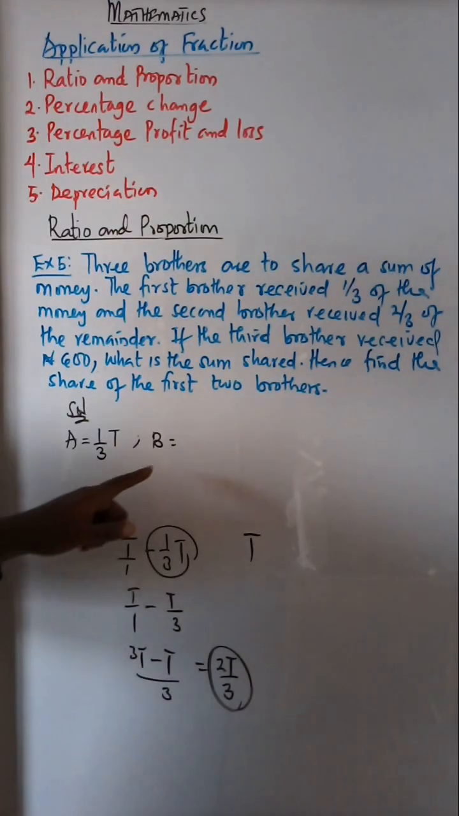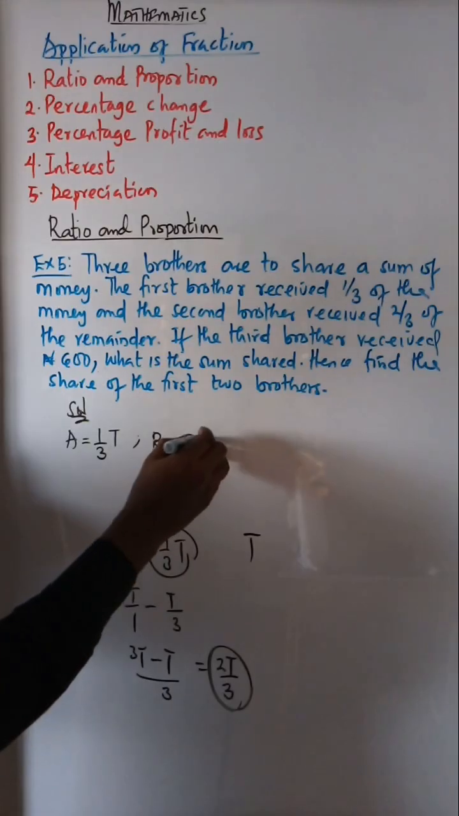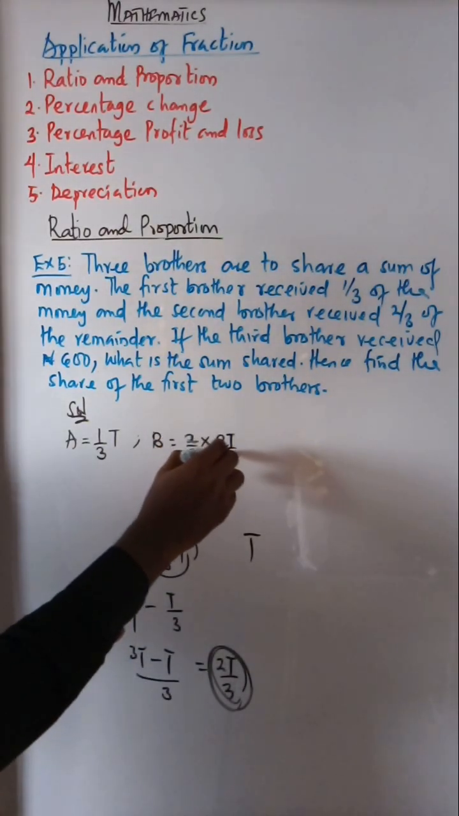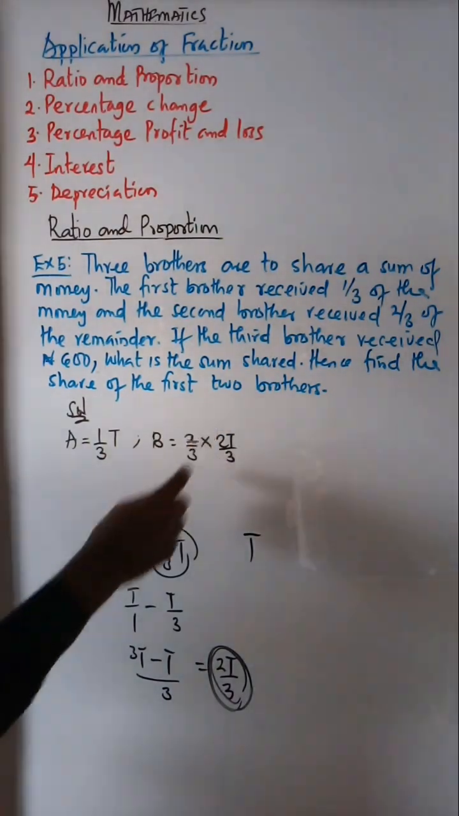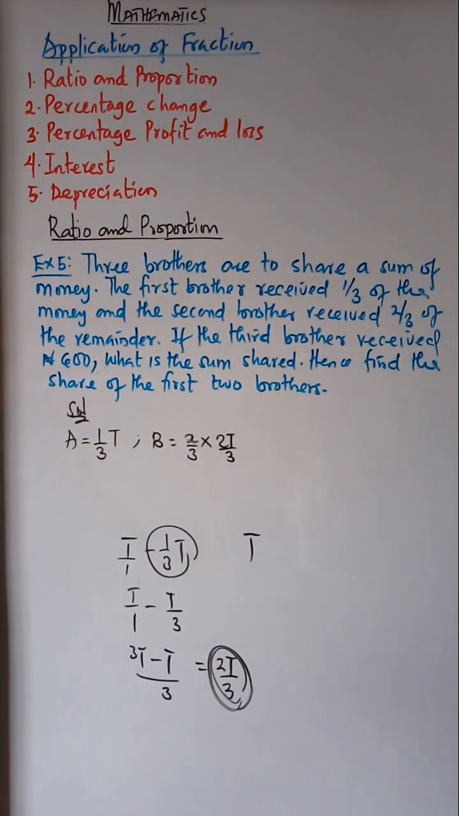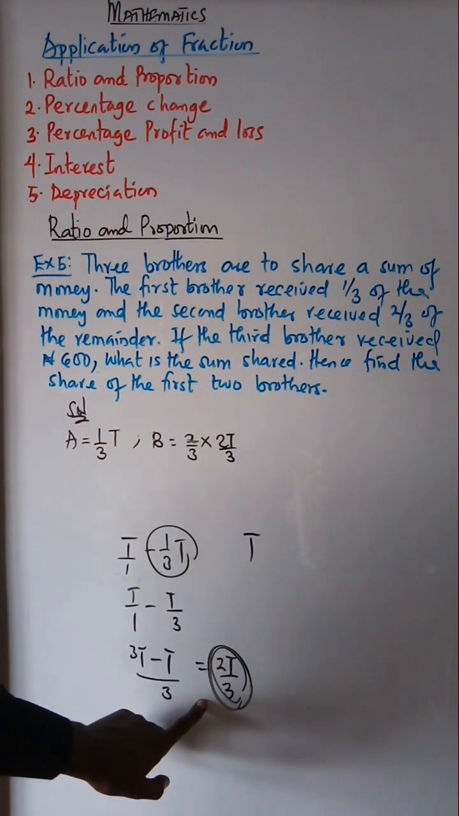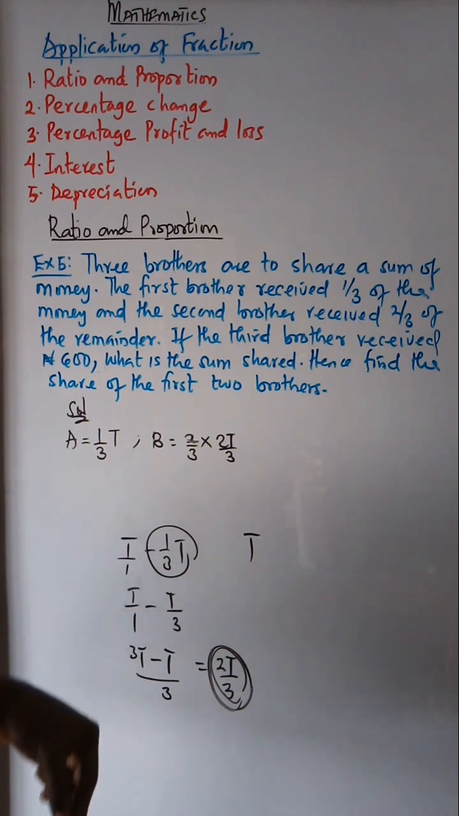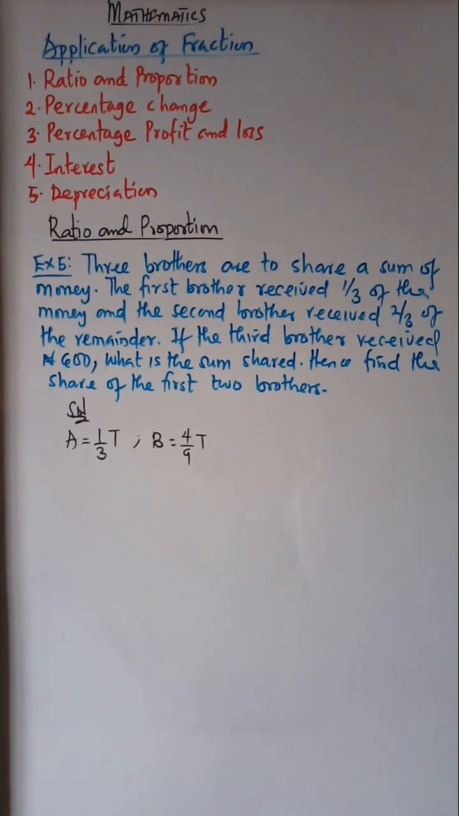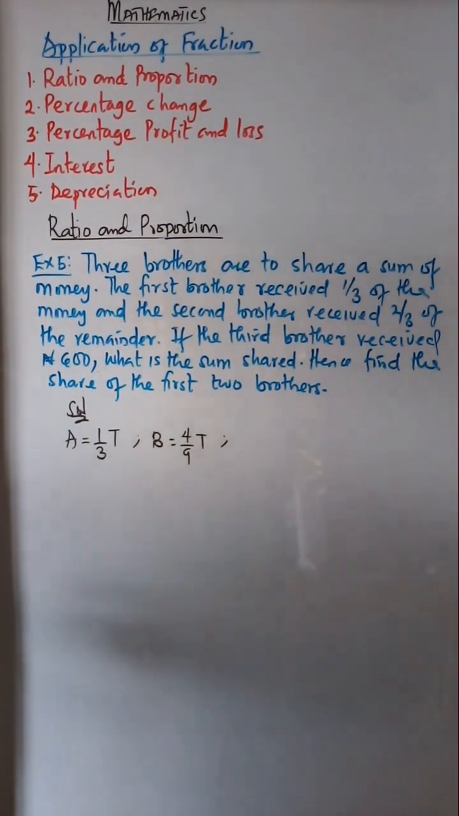Then the second brother B took what? 2/3 of the remainder. What's the remainder? This is the remainder, which is 2T over 3. From here, 2 times 2 is 4, 3 times 3 is 9. So it means the second brother actually took 4/9 of the total. So be careful. Most people just write 2/3 T here. But 2/3 is the remainder. The second brother is not taking the remainder, he's taking a part of the remainder, 2/3 of the remainder, which is 4/9.